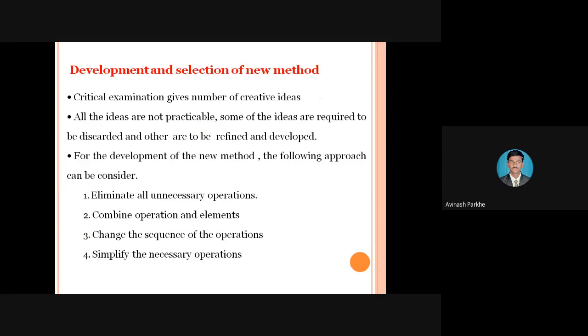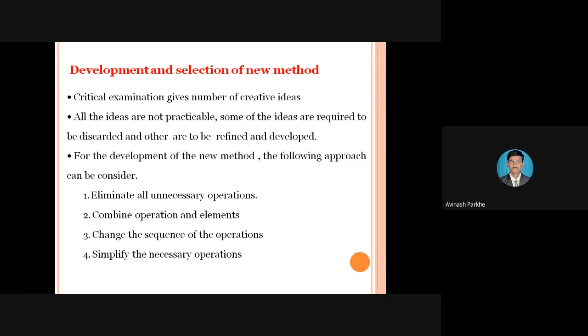And then the last point of this chapter, development and selection of the new method. Development and selection of the new method means, if I have to go for the modification, first of all I have to go for the modification, then I have to develop that particular method, and that new method I have to select and implement in the organization. But which are the steps I have to follow?